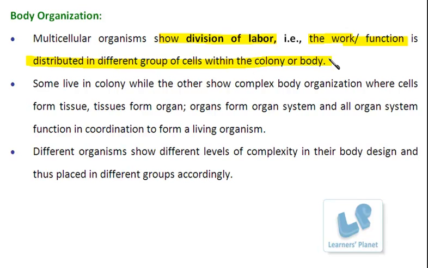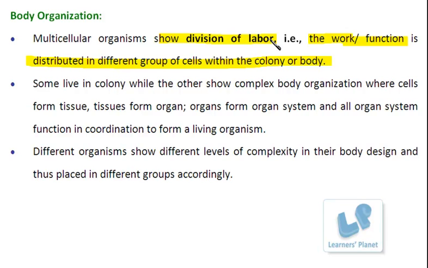Now, I hope you understand this concept very well. For example, in our own body, there is one digestive system which is associated with the digestion of food material. On the other hand, there is another system, for example the respiratory system, which is meant for the exchange of gases and the oxidation of food material, of course. So this type of division is observed in the multicellular organisms.